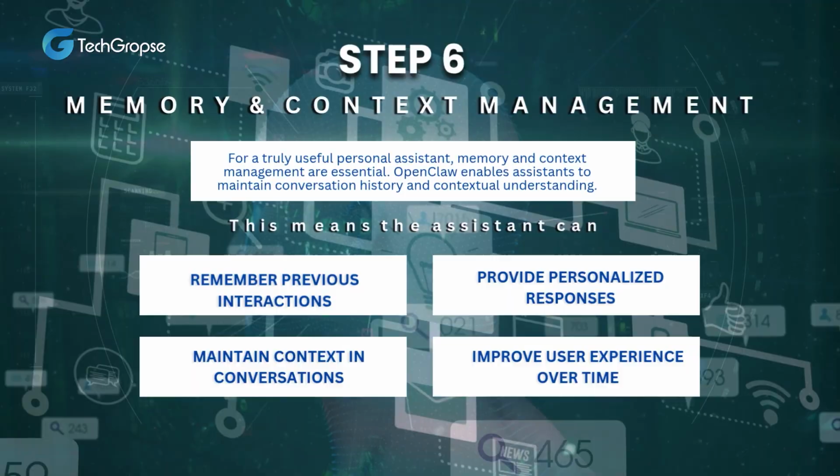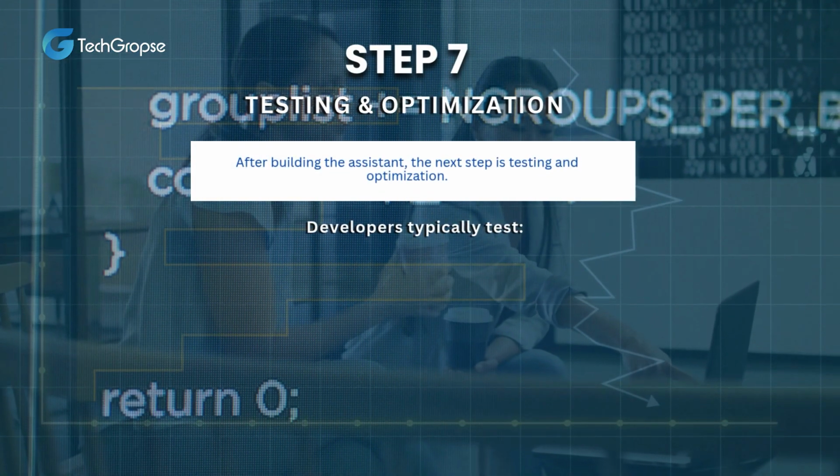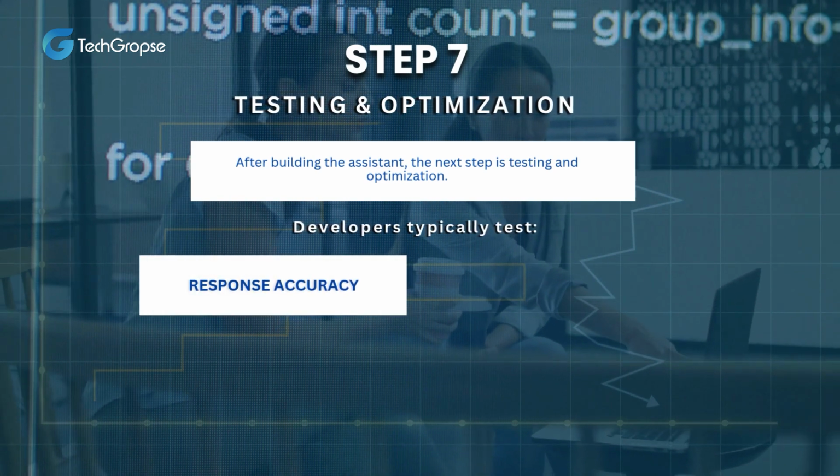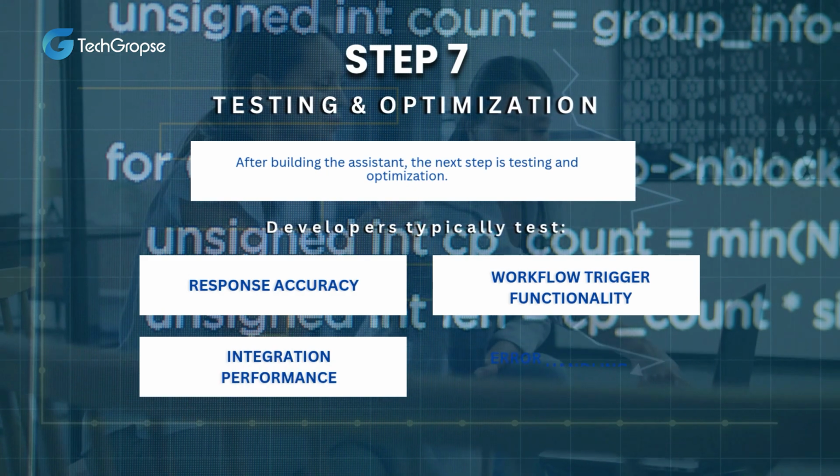And finally, step 7 would be testing and optimization. Developers typically test response accuracy, workflow triggered functionality, integration performance, error handling, and stability.